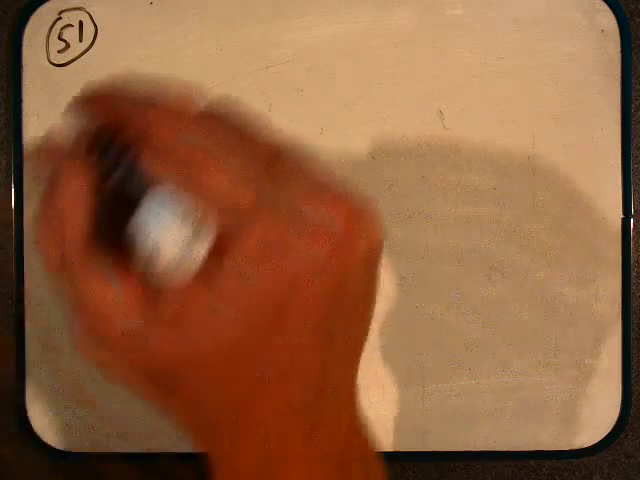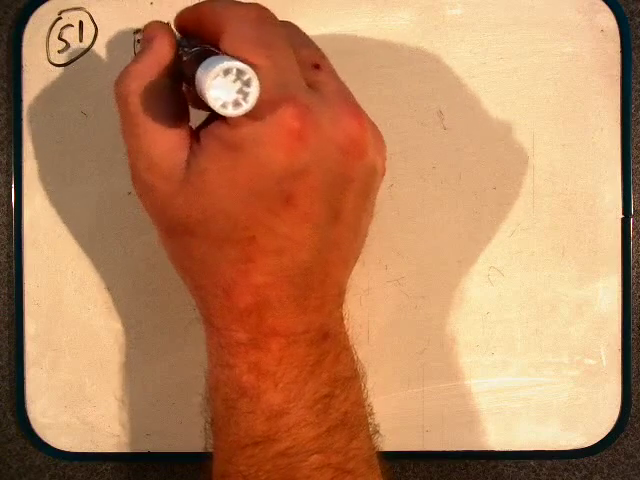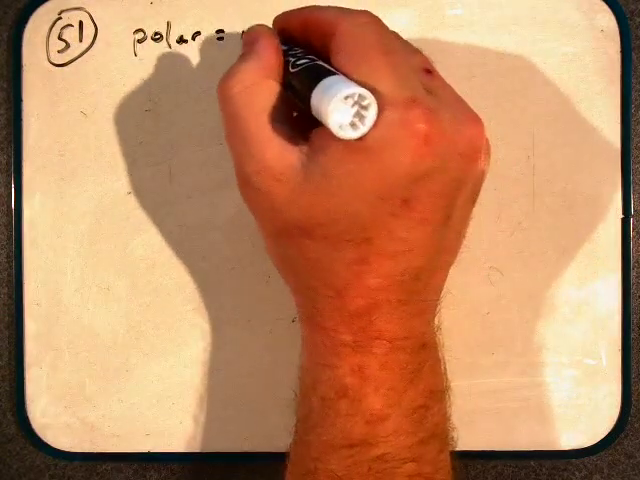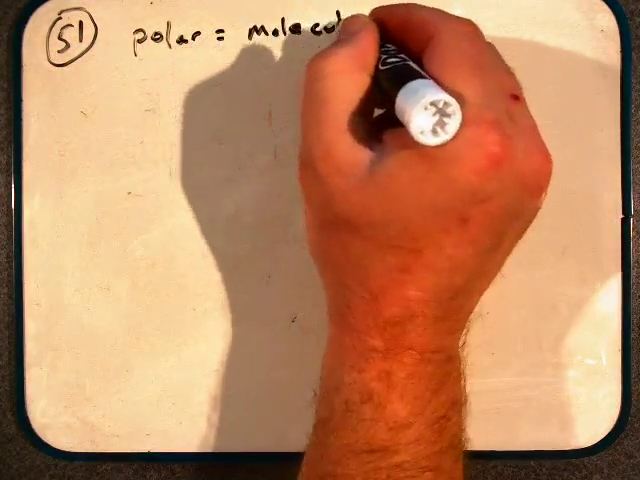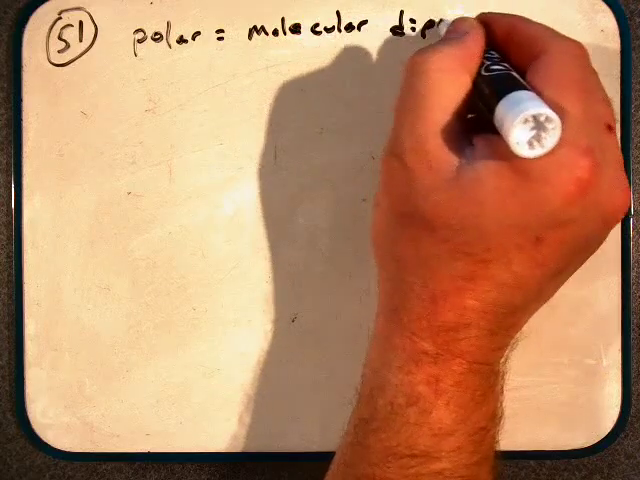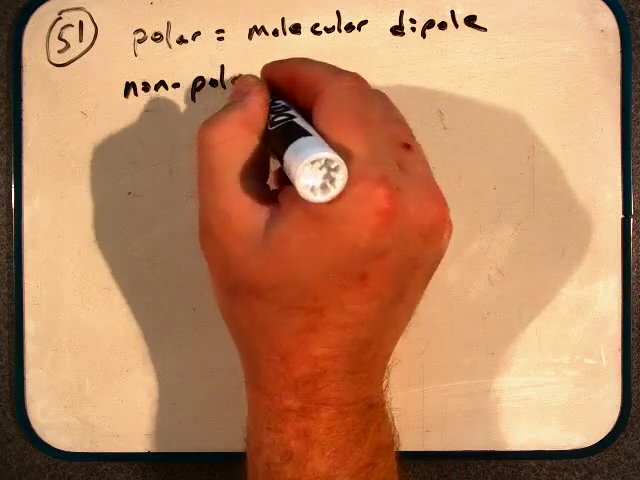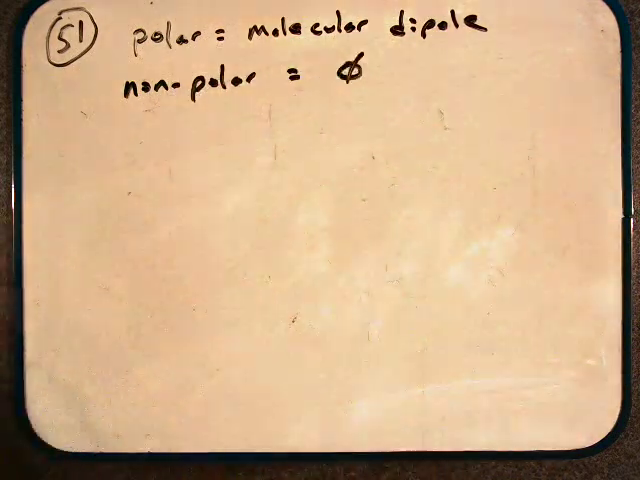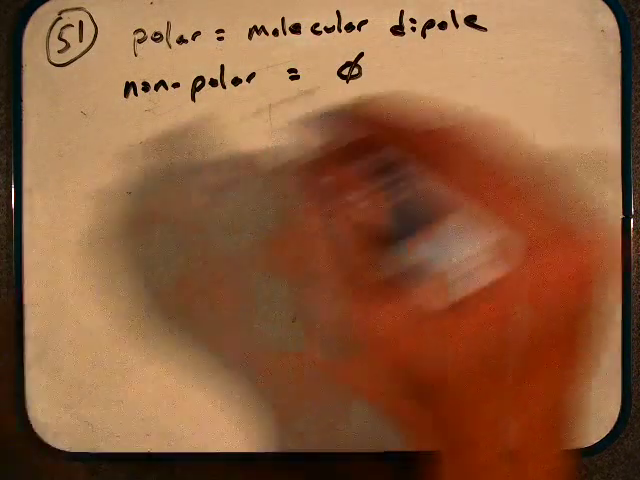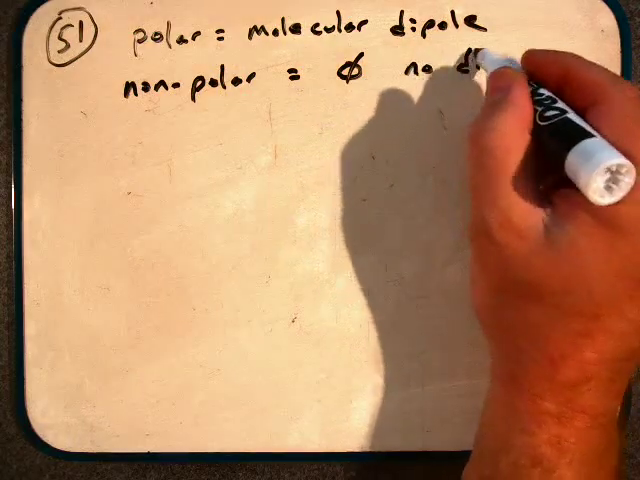This is number 51 in chapter 10. It's looking at shape and polarity, and so we want to determine whether each of the following molecules is polar or nonpolar. And for that definition, remember, polar, you have a molecular dipole, while with nonpolar, you don't have a molecular dipole, right? No dipole.